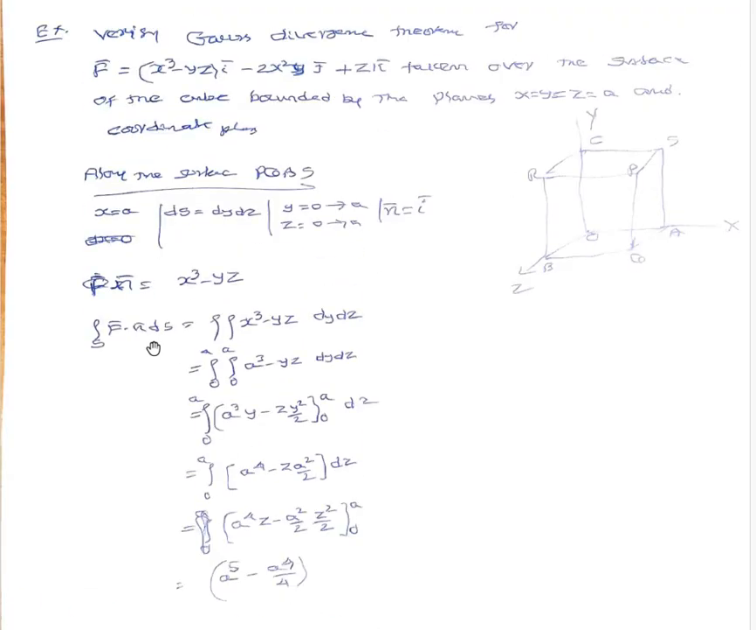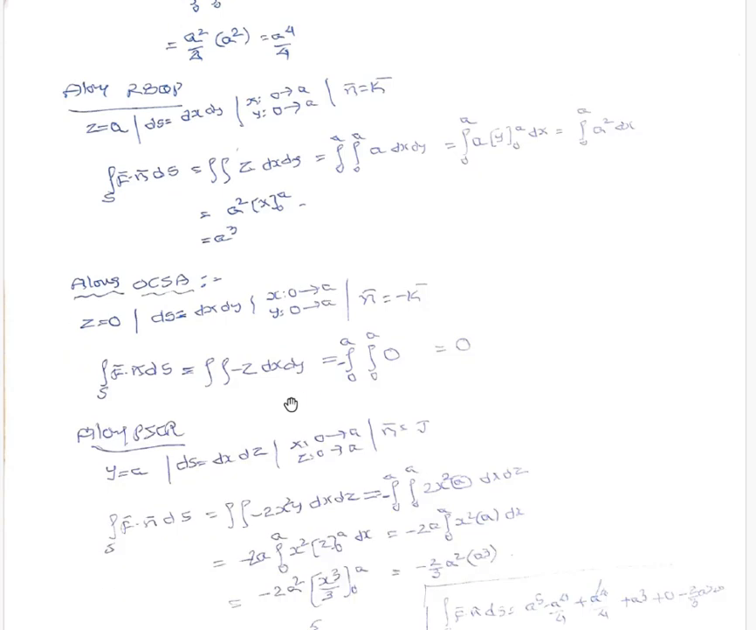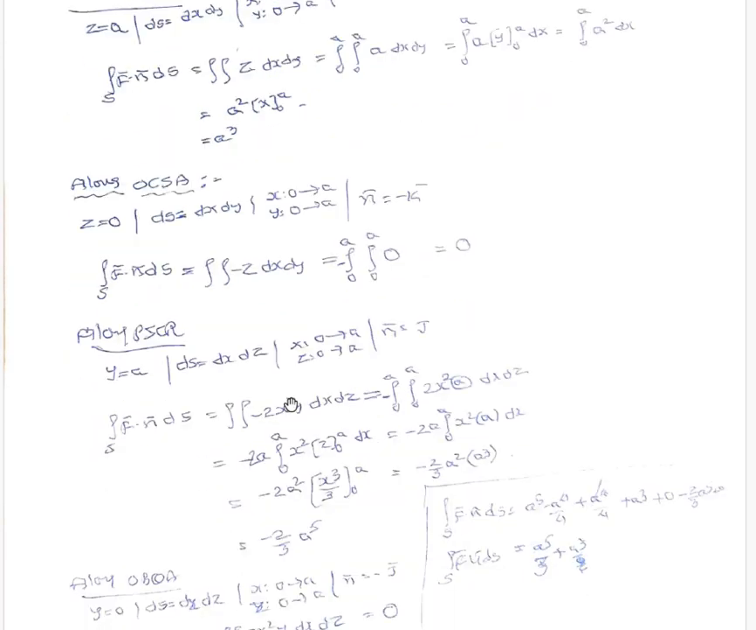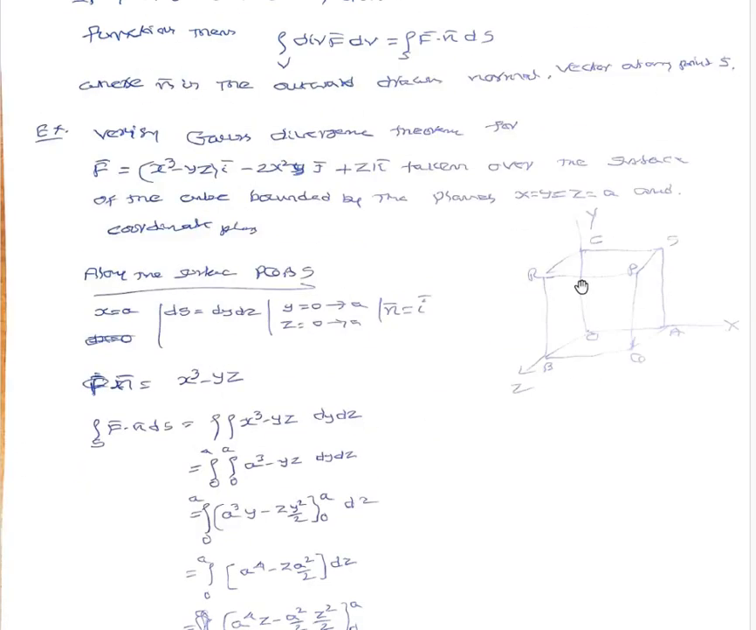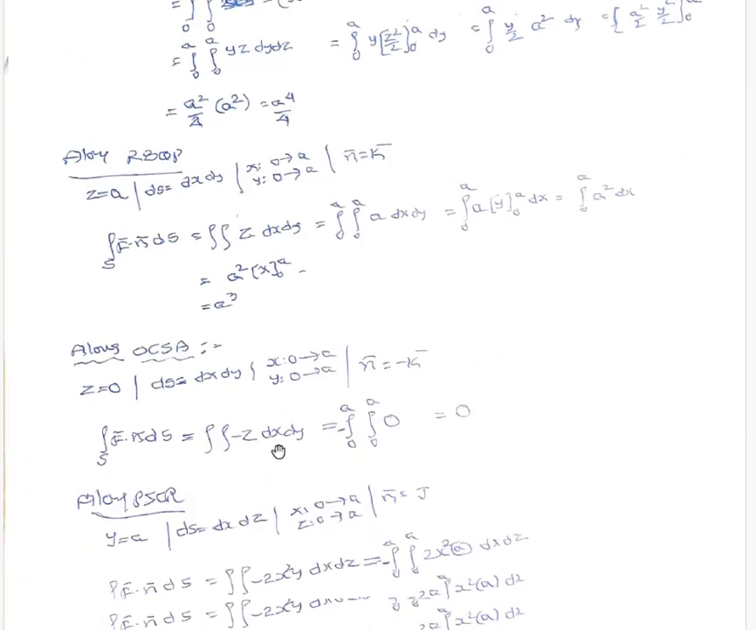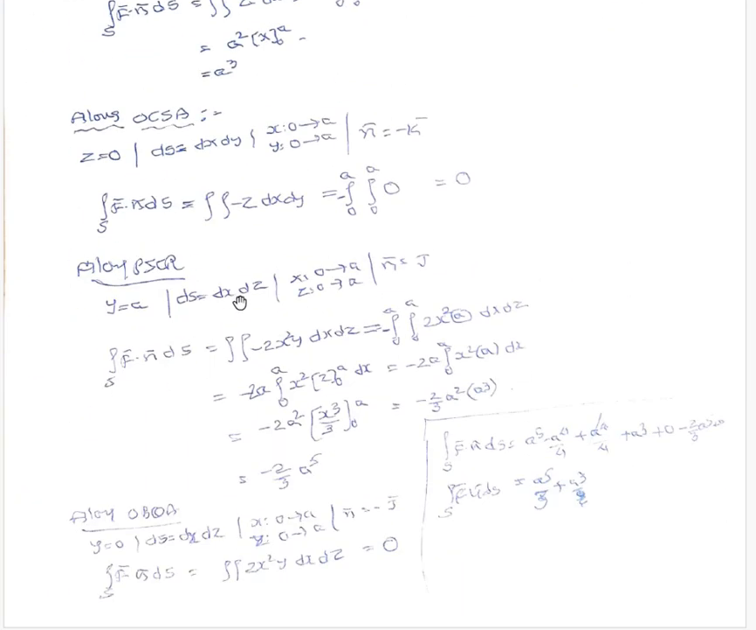PSCR. PSCR means the top plane. So you have to do the projection on the xz plane. That means y is equal to 0. Sorry, the xz plane is y is equal to 0, and it is parallel, that's why y is equal to a. ds is equal to dx dz. x varies from 0 to a, z varies from 0 to a, n bar is equal to j bar. So f bar dot n bar is nothing but minus 2x square y. So simplify, you will get minus 2 by 3 a power 5.